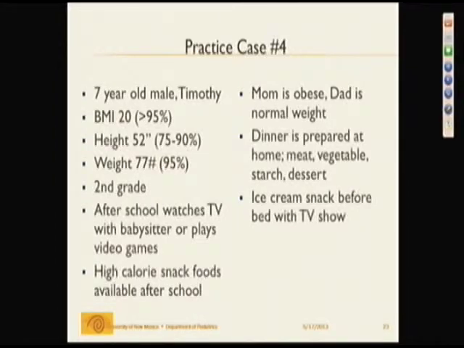So anybody want to make an attempt here at using or constructing a PES statement for this child? Now this is all about your practice, not about my practice. And remember, there's not a right or wrong. It's just practice.